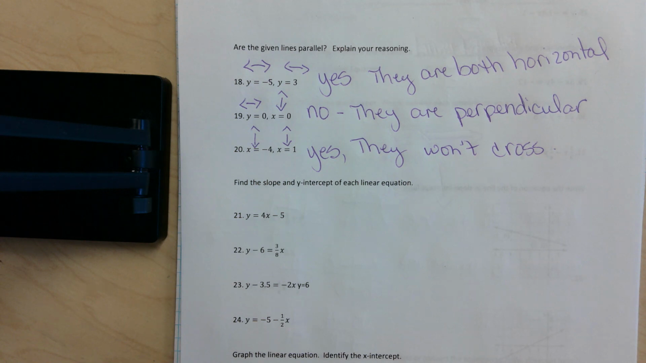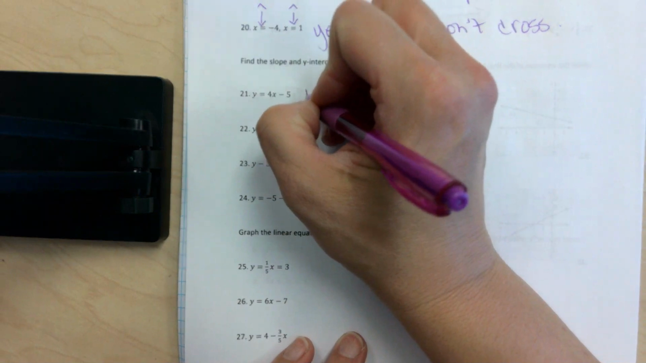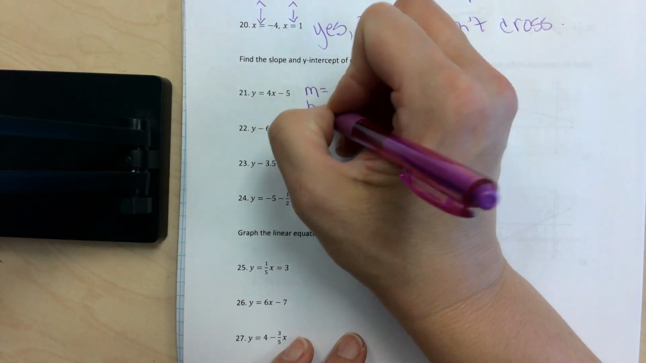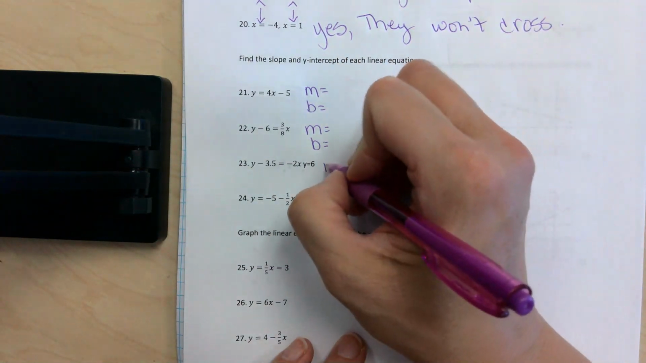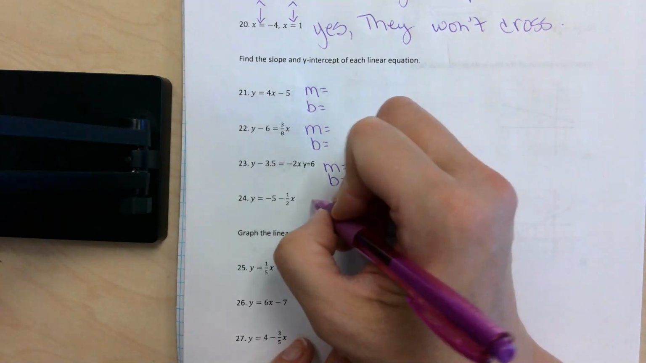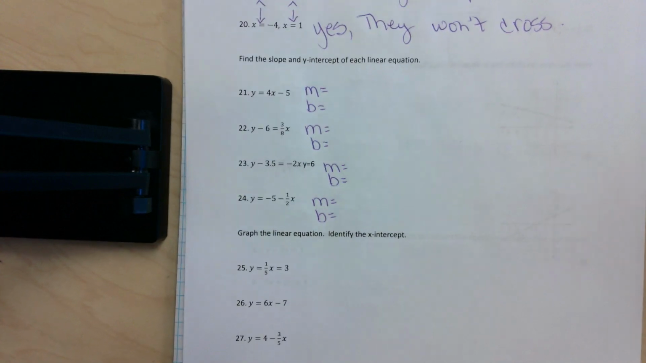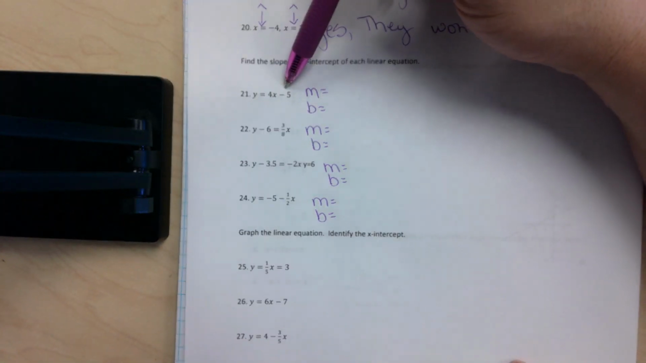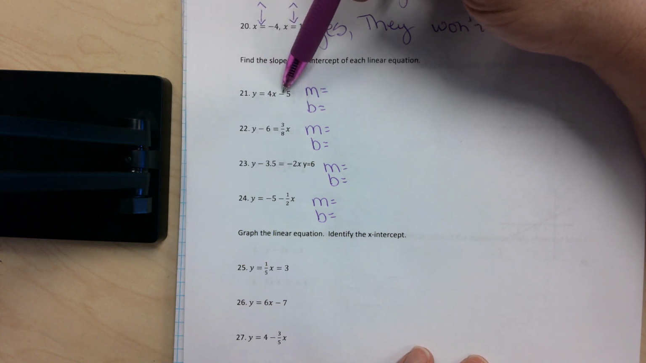Okay, you with me? All right, here we go. Next step, find the slope and the y-intercept. These are the ones where you just say m equals, b equals. m equals, b equals, m equals. If it's in slope-intercept form, y equals something x plus or minus something.